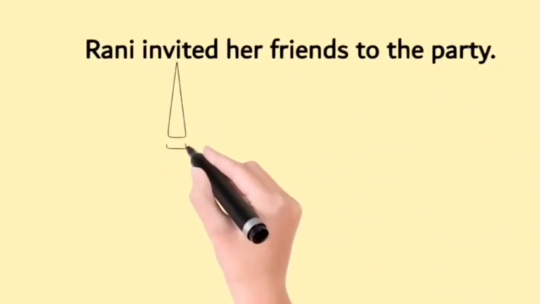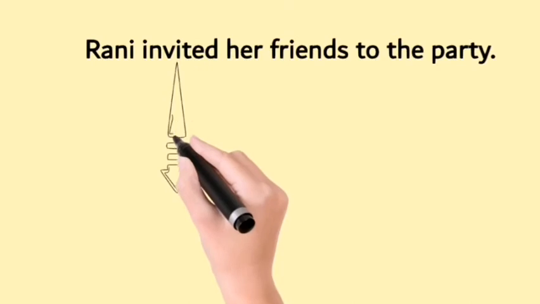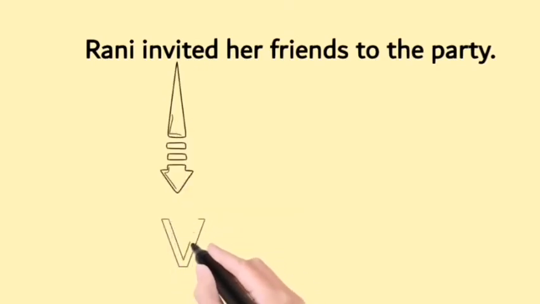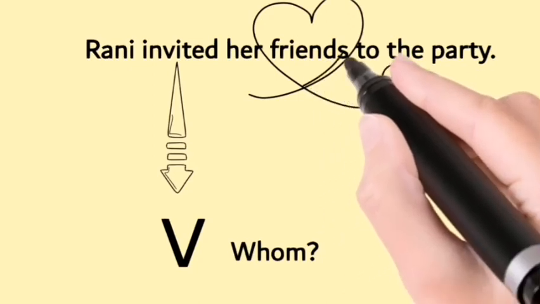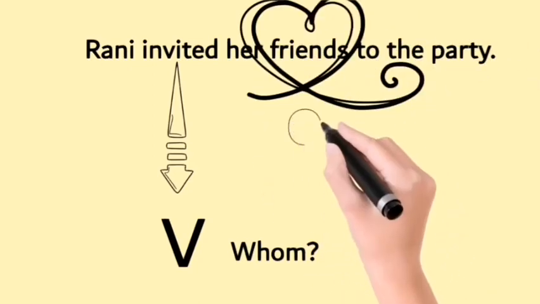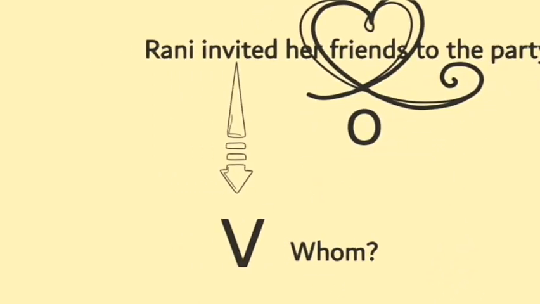Rani invited her friends to the party. Invited is the verb here. Whom did she invite? Her friends. So her friends is the object here.